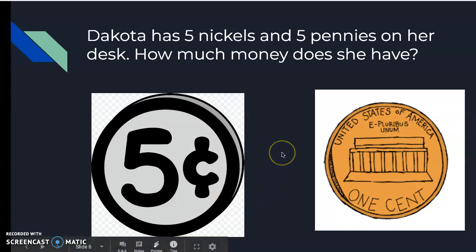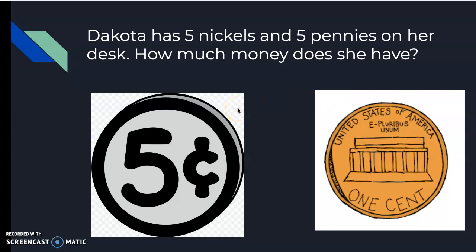The next one I did was money counting, and in second grade, this is fairly a new topic to him. He had just started it. However, he's pretty good at math, so he picked this up pretty well. This math problem focused on smaller change, which is what he's focusing on now. Dakota has 5 nickels and 5 pennies, and how much does she have total?